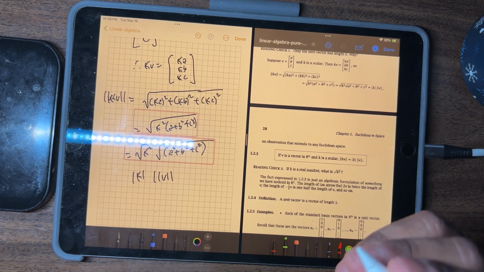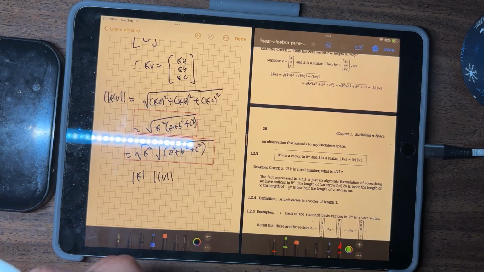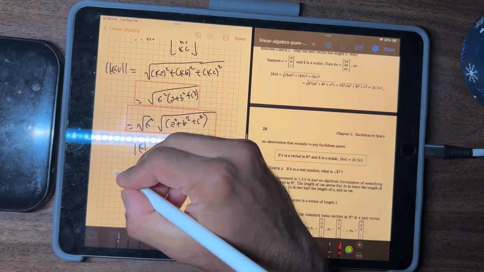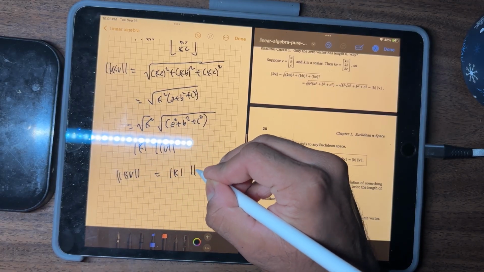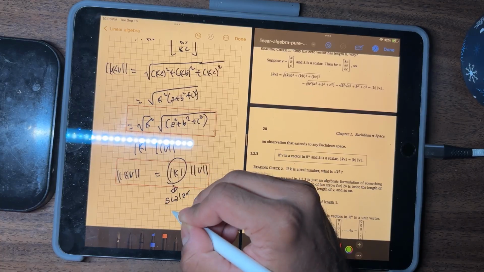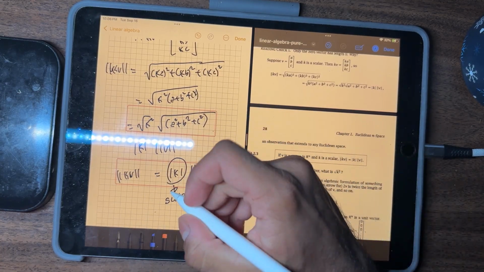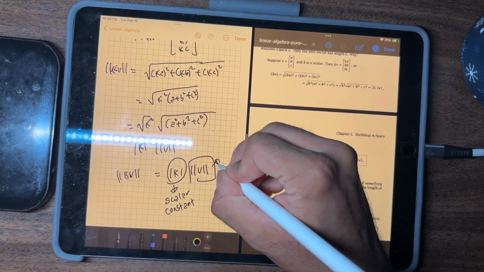So if I have a vector and a scalar multiple, then simply put, kv would be written as kv, as this guy is a scalar product, scalar value or scalar constant, and this is the vector component.